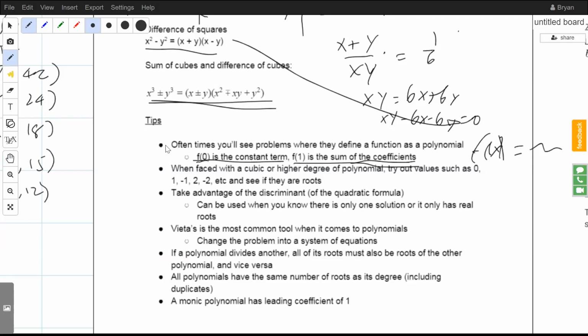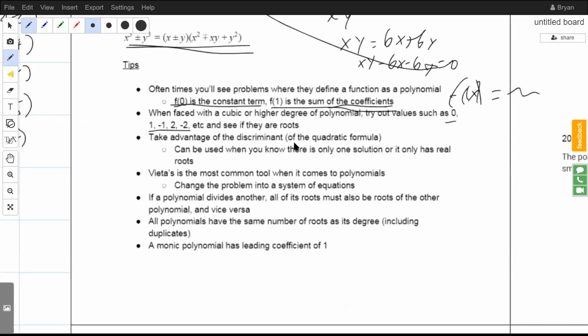When you're faced with a cubic or high degree polynomial that you don't know how to factor immediately, you can try out values like -2 to see if there are roots. Basically, you're just trying to guess. If it doesn't work, then that's too bad, but if it does, then good for you. This isn't a foolproof method, but oftentimes you can get away with cheating a little bit with this.